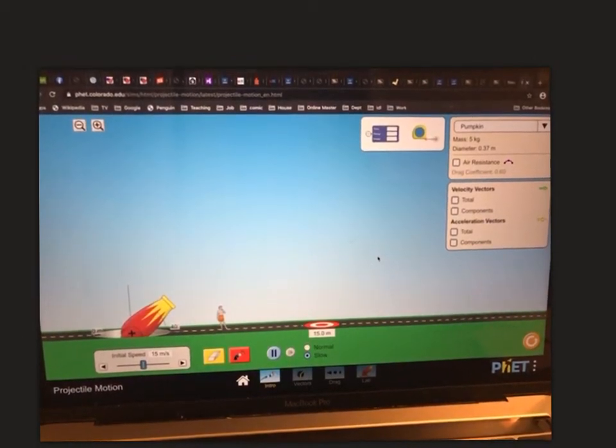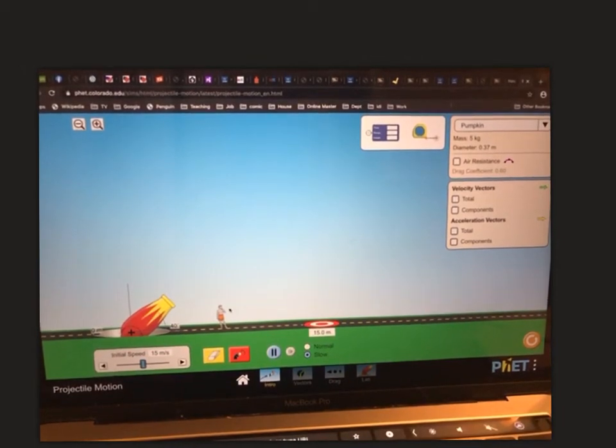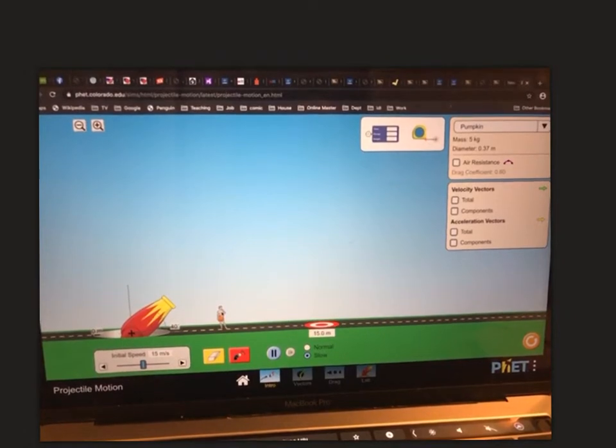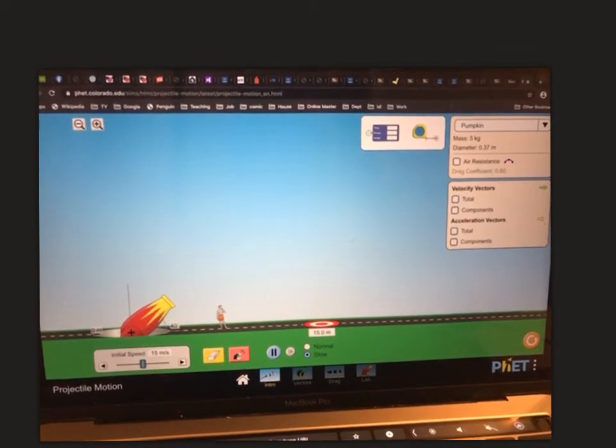Alright, so in this portion of the video, we are going to look at a simulation of some projectile motion. So the first thing I want to do is show you the difference between having air resistance and not having air resistance. So right now we have air resistance turned off. And I'm going to fire. We're launching a pumpkin. So the pumpkin's going to fire.